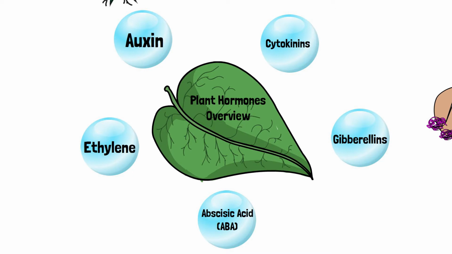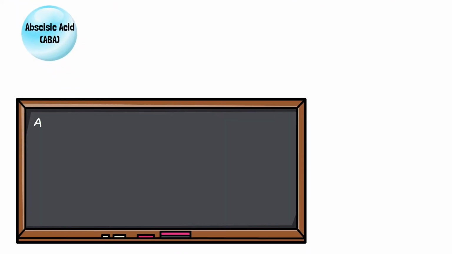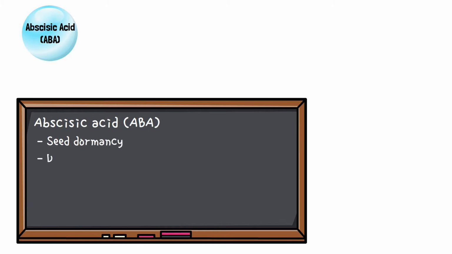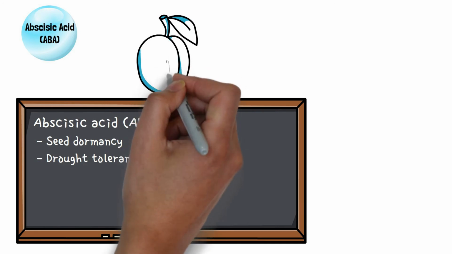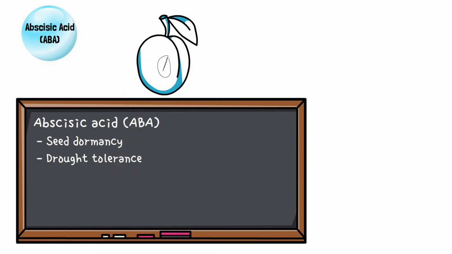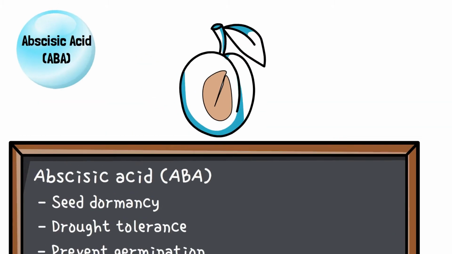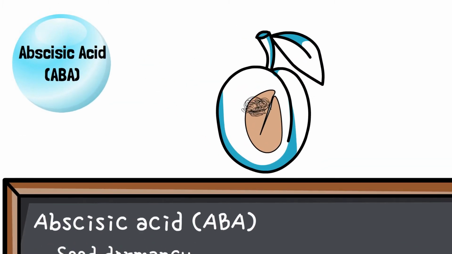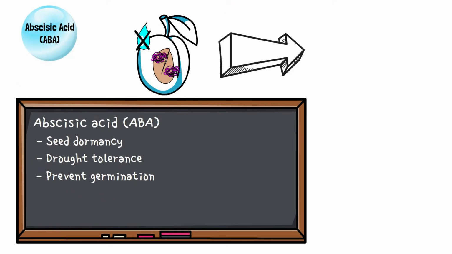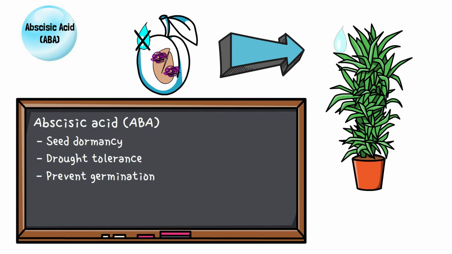Abscisic acid, or ABA, is another plant hormone, and it is involved in seed dormancy and drought tolerance of the plant. As a seed matures in the fruit, high levels of ABA prevent it from germinating. It induces the production of proteins that help the seed to resist the extreme dehydration that the seed endures during maturation. This same process helps the grown plant to tolerate drought conditions.